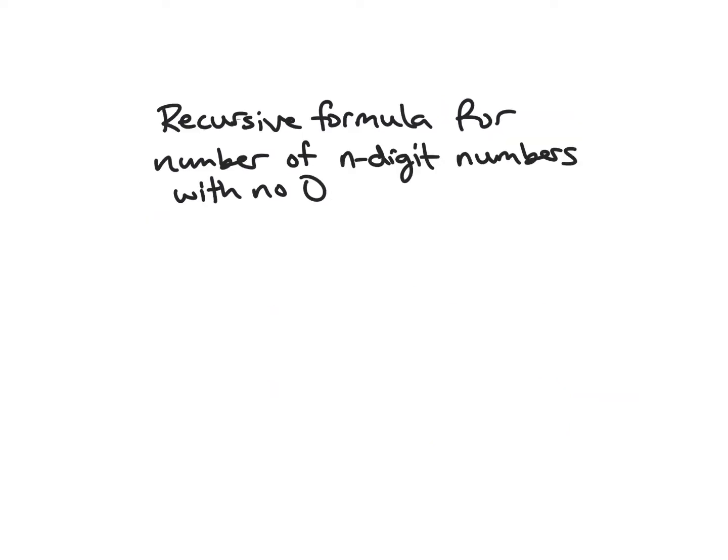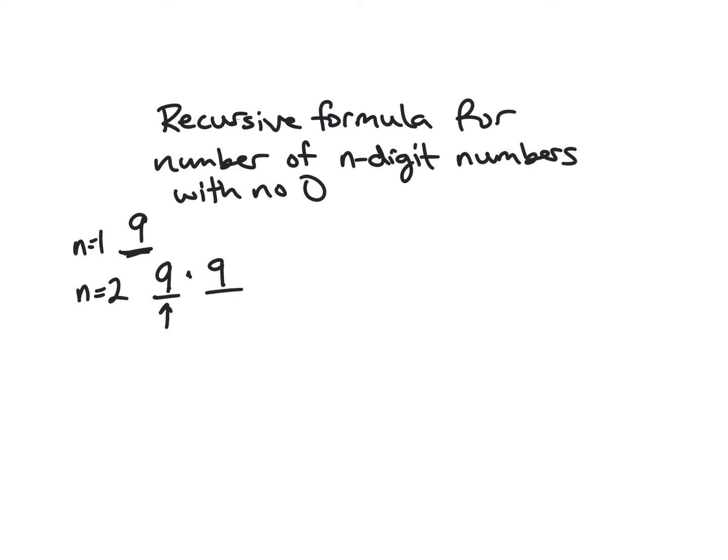Okay, so let's start by trying to find this recursive formula for the number of n-digit numbers with no zero. So I think it's helpful to just start with a few examples, right? So the first one, if we just have one digit, so n equals 1, then we have 9 choices, right? We can do 1 through 9, can't have a 0.